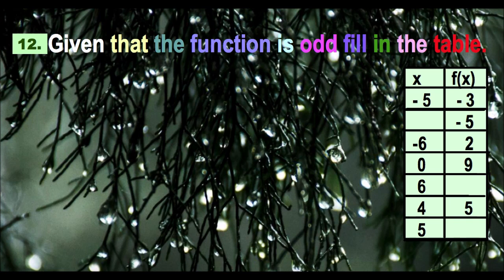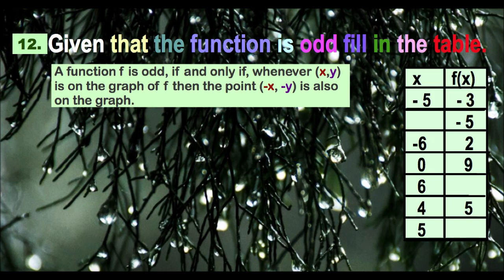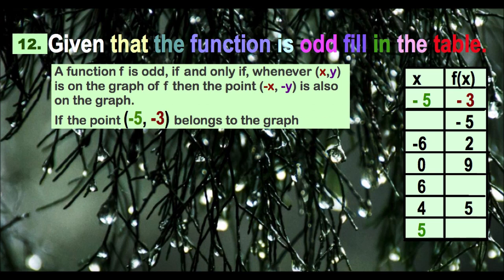Given that the function is odd, fill in the table. A function f is odd if and only if, whenever (x, y) is on the graph of f, then the point (-x, -y) is also on the graph.